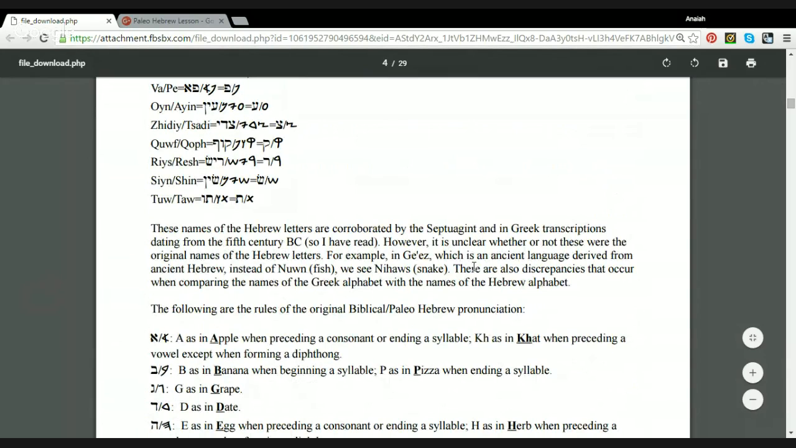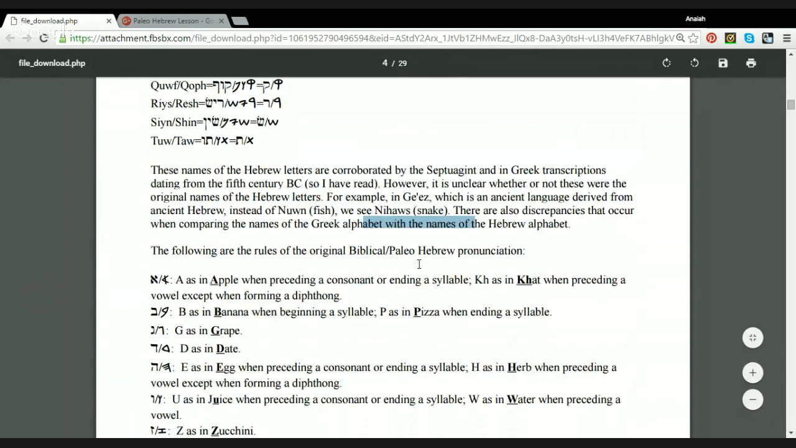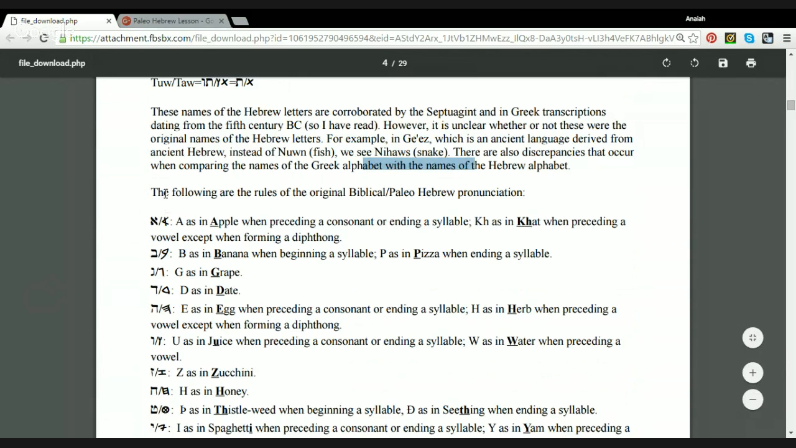Let's see here. I say, however, it is unclear whether or not these were the original names of the Hebrew letters. For example, in Ge'ez, which is an ancient language derived from ancient Hebrew, instead of noon, fish, we see nehas, snake. There are also discrepancies that occur when comparing the names of the Greek alphabet with the names of the Hebrew alphabet. We showed those, like upsilon. That does not agree with woo or wa. So some of the names might be different in the originals. Who knows?